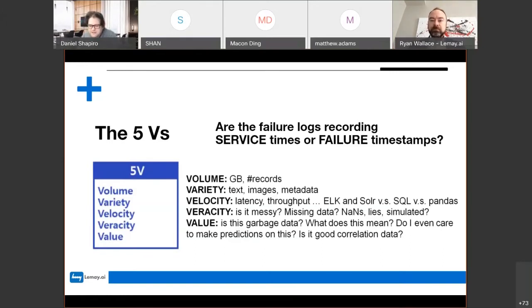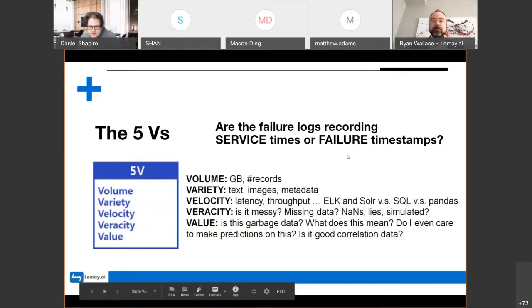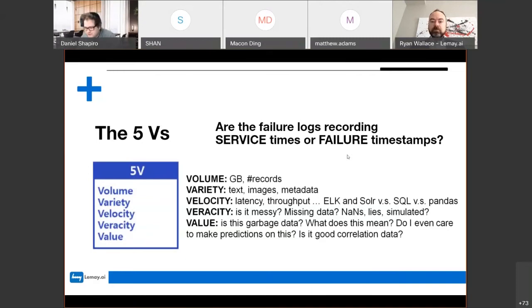So like milliseconds, seconds, years, hours. You also want to know, is this like simulation data failures? Is it lab testing? Is it actual recordings from historical data? How true is the data? And a good example of that in the R&M world is mentioned up here. Are the failure logs recordings of when the part was serviced and replaced or when it failed in the field? Those two dates could be really far apart.